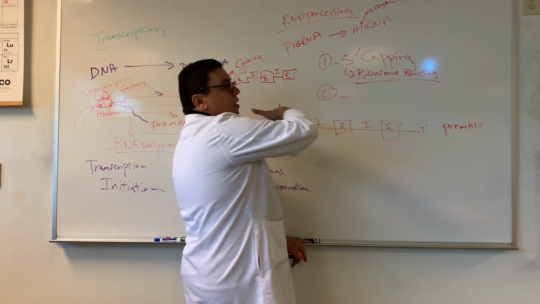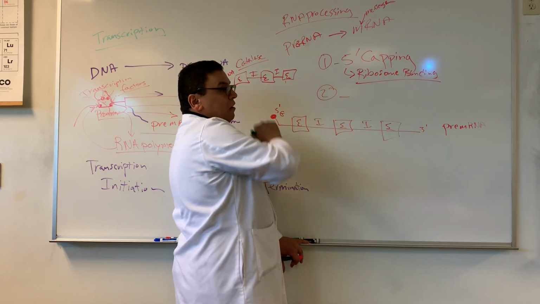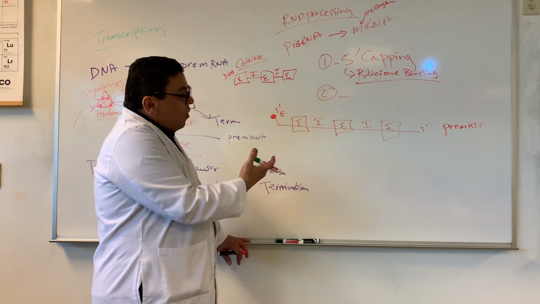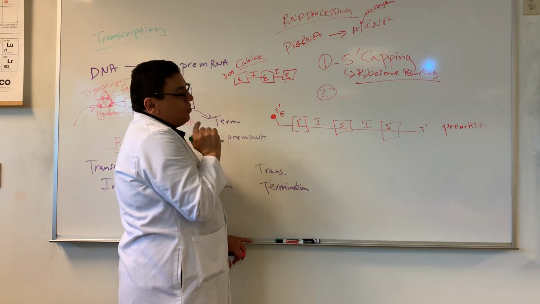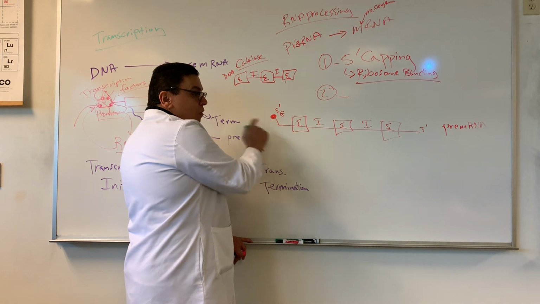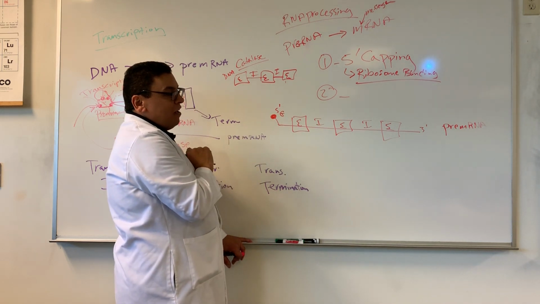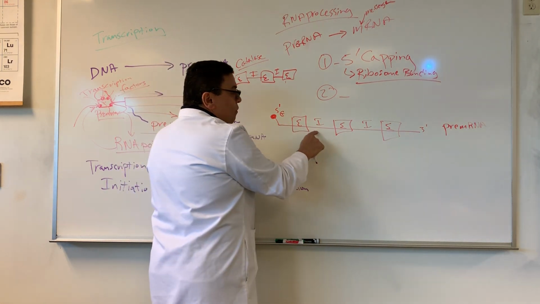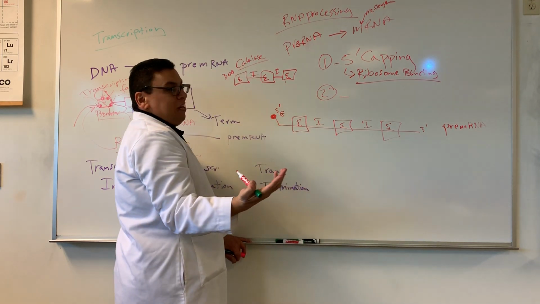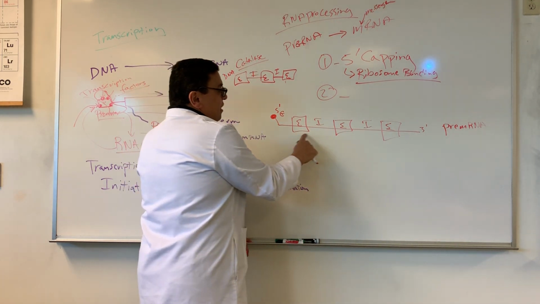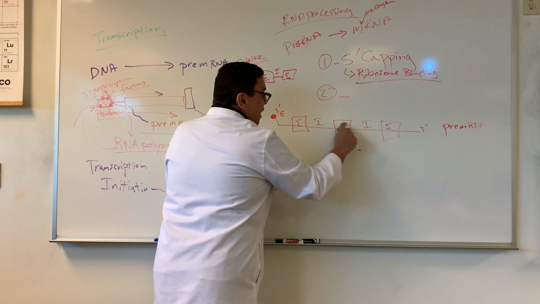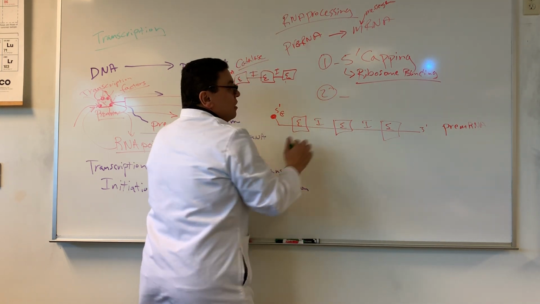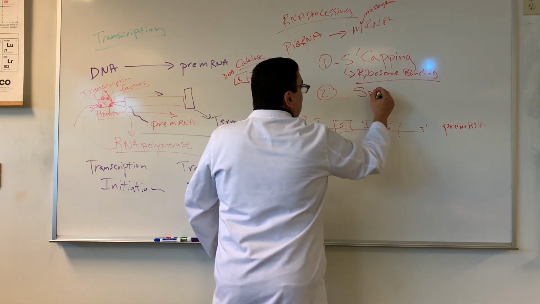You can do whatever you want with this one. Don't touch this one. So what I'm going to do with that is initially cap it so that the ribosome can bind there when the time comes. Second event, I will remove the introns because I don't need them. Catalase is the 3 exons coming together. That means I have to splice out the introns, and that's the next event.